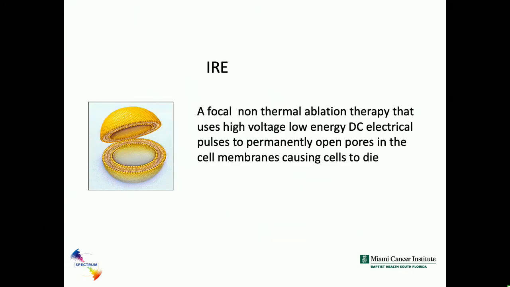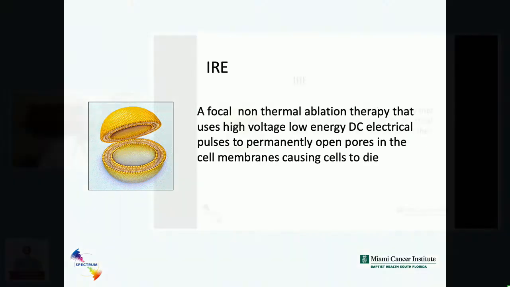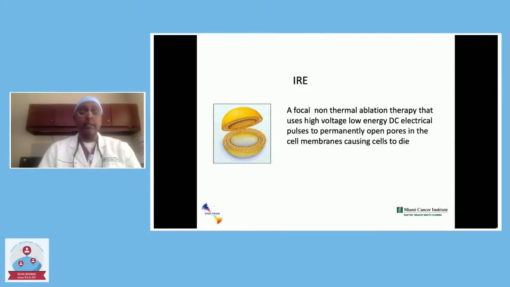So to summarize, it's a focal non-thermal ablative technique that uses high voltage, low energy DC current. When these pores are open in the cell membrane and they do not close, the external milieu of the cell floods the internal part and the cell organelles die. The mechanism of cell death is considered to involve apoptosis, or programmed cell death. But there's been a little bit more research done in that area, and I'll talk about this towards the end of the talk. Next slide, please.